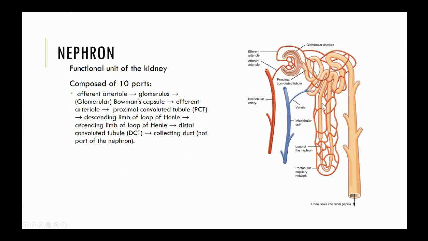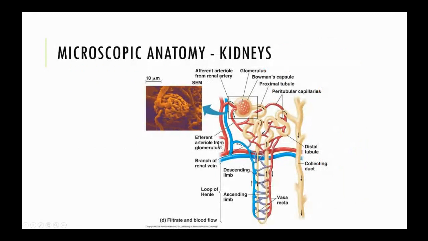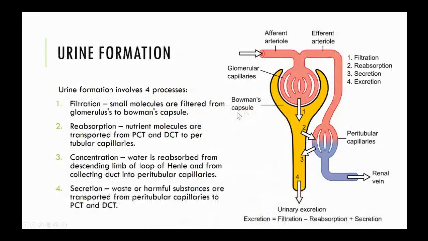And then we have going down through our loop of Henle, right there. And so going down, we have a descending limb and then an ascending limb of our loop of Henle. Then we have our distal convoluted tubule, and then we're going to go into our collecting duct, and it's going to travel into that renal papilla. So we look at our microscopic images. This is a picture from a microscope to show this glomerulus, and you can see that afferent and the efferent arterioles coming out. This is called Bowman's capsule right there.